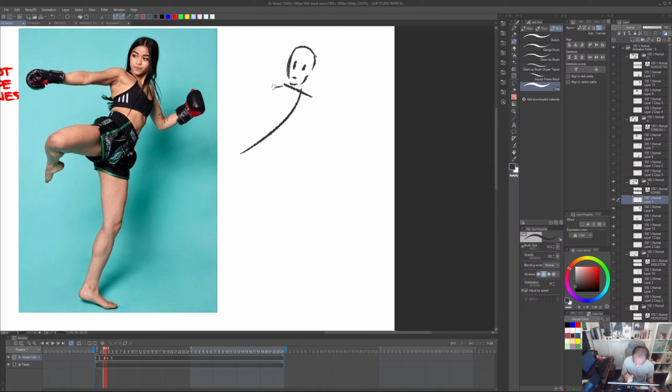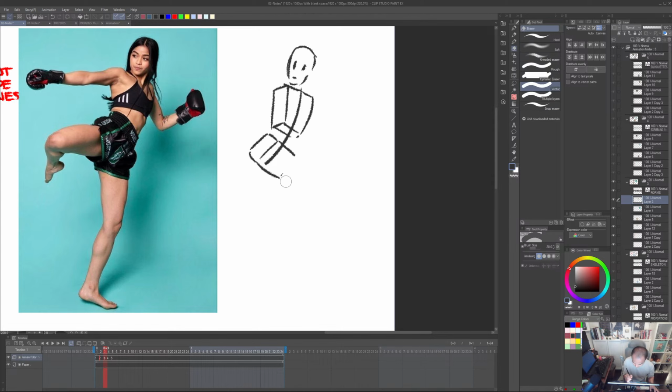So I'll just break it down over here. How, like, I'll break down the form, right? I'm trying to see where the center line of the figure is, right? And then this is where it really helps you to understand.